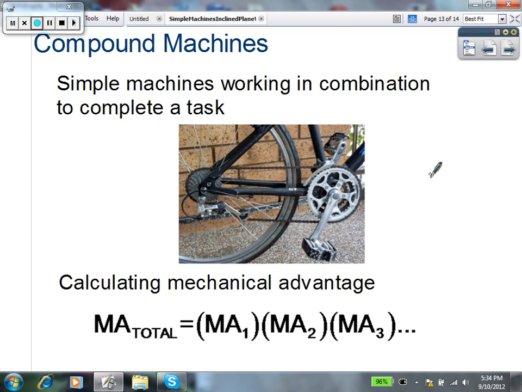All right, the last thing that we need to look at, and we're just going to look at this briefly, we'll get into more detail later when we get into compound machines. Compound machines are basically simple machines working together to complete a task. When you have a compound machine, to calculate the total mechanical advantage you take the mechanical advantage for each machine and multiply them together. And that's all the detail we're going to go into at this point. We'll do more examples of compound machines later when we start our project involving compound machines. And that's it on our simple machines.